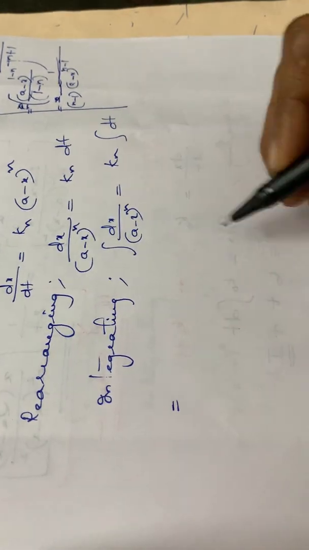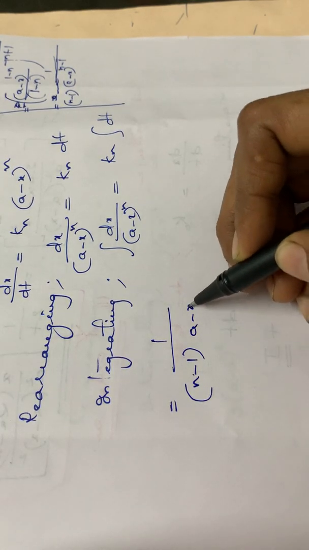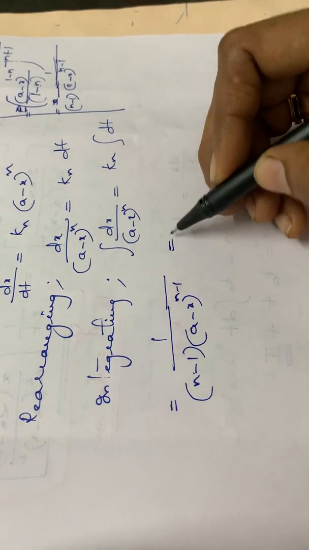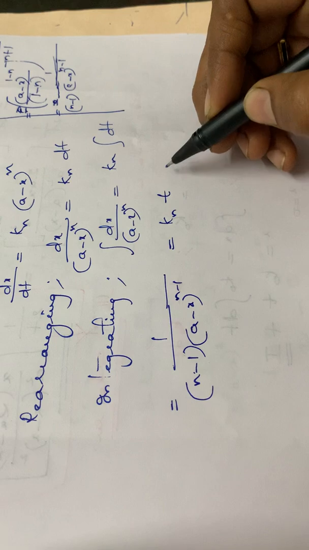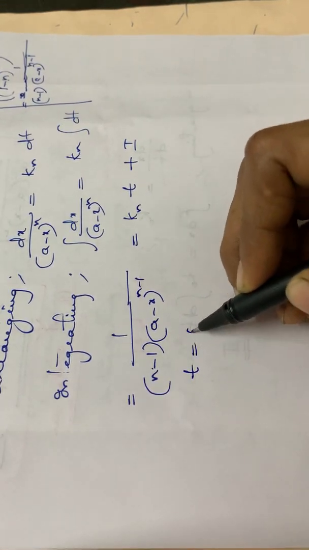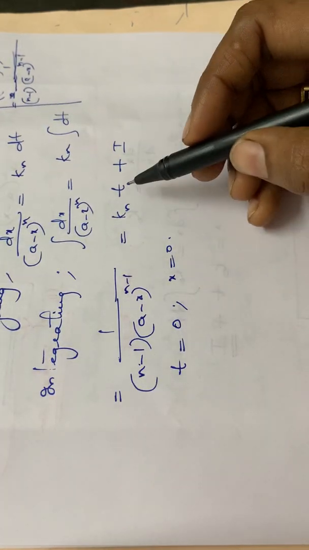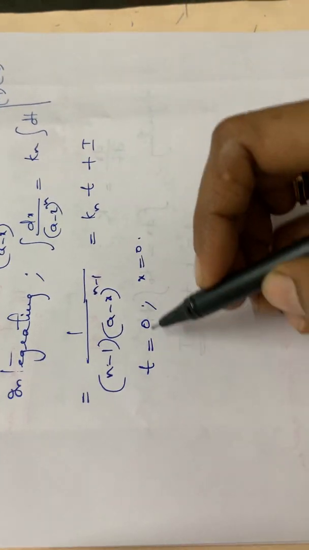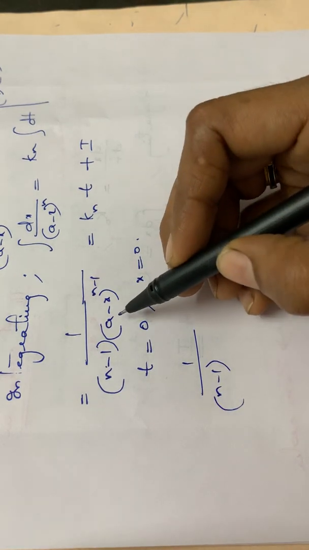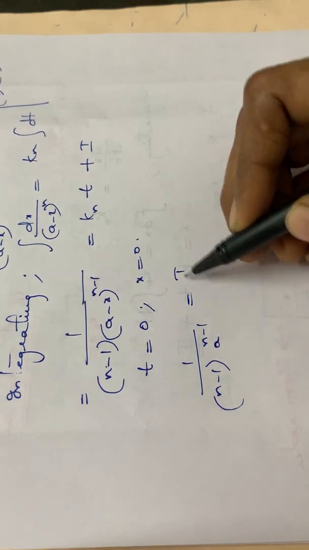So that is equal to, the integral of this term becomes 1 by n minus 1 into (a minus x) raised to n minus 1. That is equal to Kn into the integral of dt, which is t plus I, the constant of integration. Okay, then you have to substitute: when t is equal to 0, x is equal to 0. So substituting, t equal to 0 means this term got cancelled. Then again x equal to 0 means it becomes 1 by n minus 1 into a raised to n minus 1, isn't it? That is equal to I.